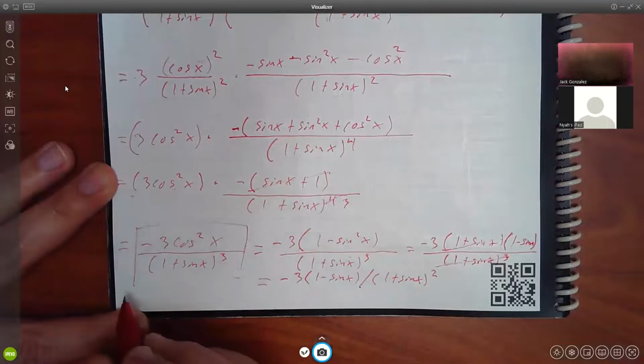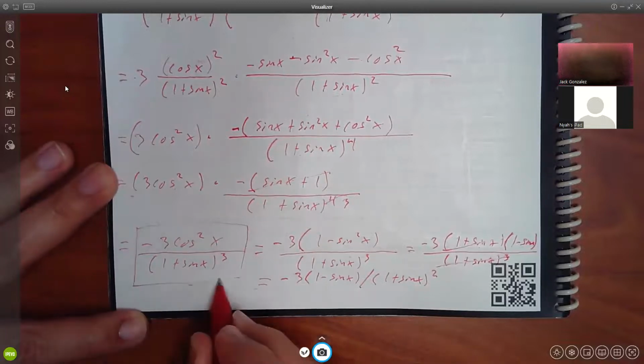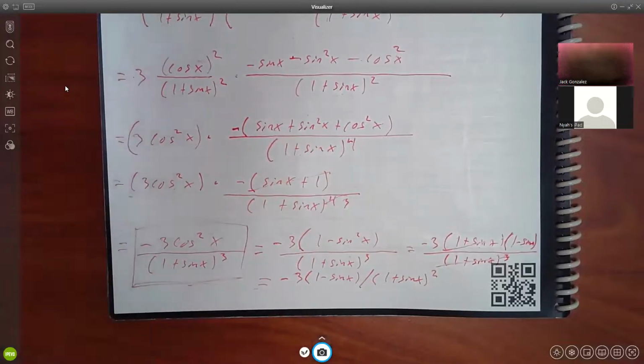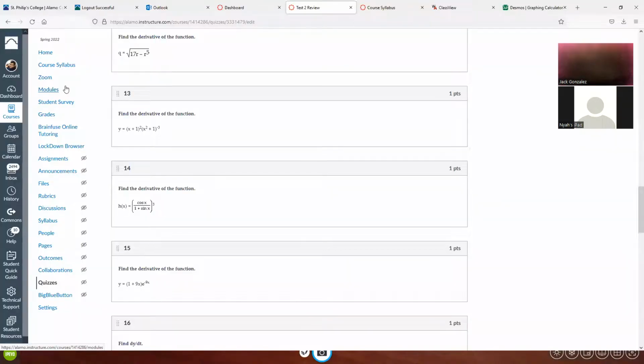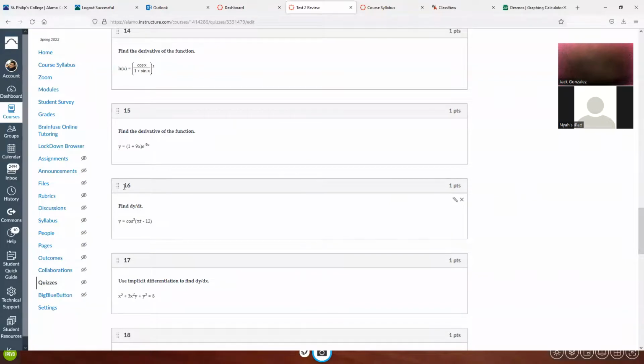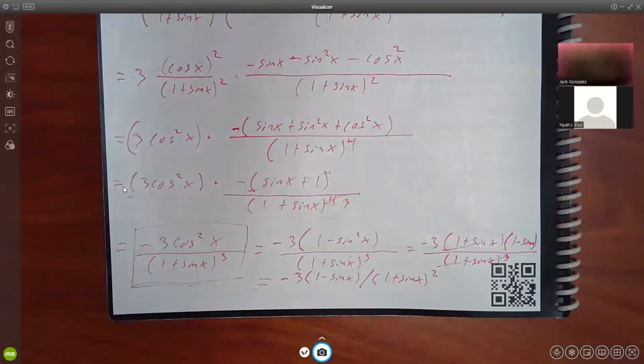But if you remember all your identities from precalc, you can see how you can go a little further. In this case, we do not need to. Say we move on to this. Have any questions on 14?